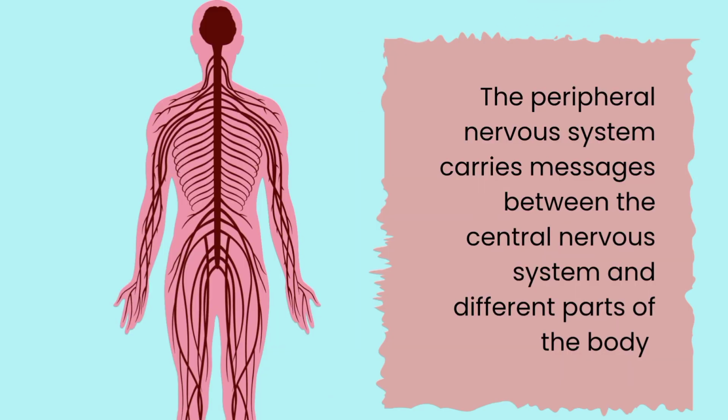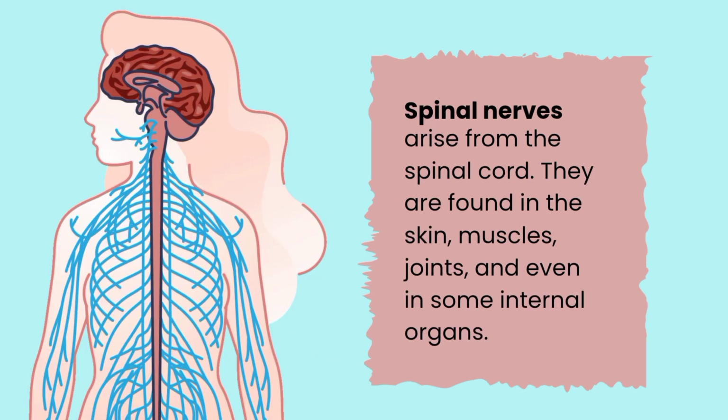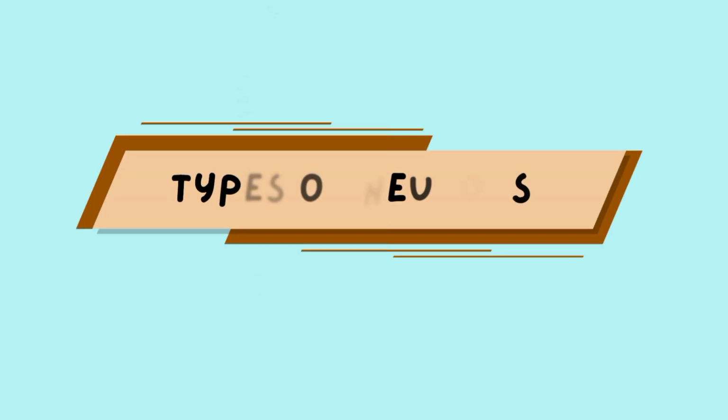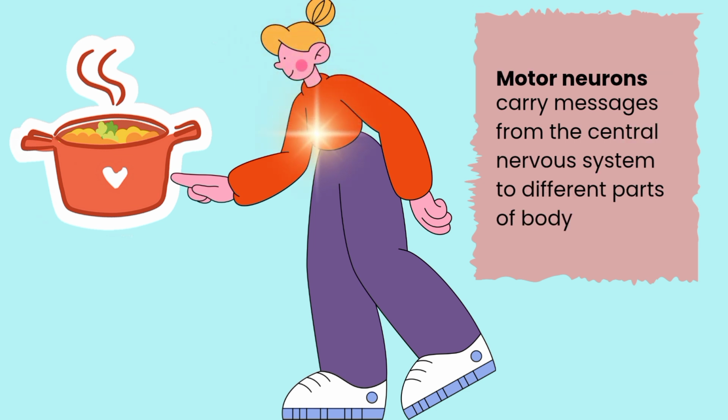The peripheral nervous system is made up of all the nerves that branch out from the brain and spinal cord to the rest of the body. It consists of cranial nerves arising from the brain and spinal nerves arising from the spinal cord. These nerves carry messages between the central nervous system and the rest of the body. The messages are carried by two types of neurons: sensory or afferent neurons, which carry information from receptors to the central nervous system; and motor or efferent neurons, which carry information from the central nervous system to the body.